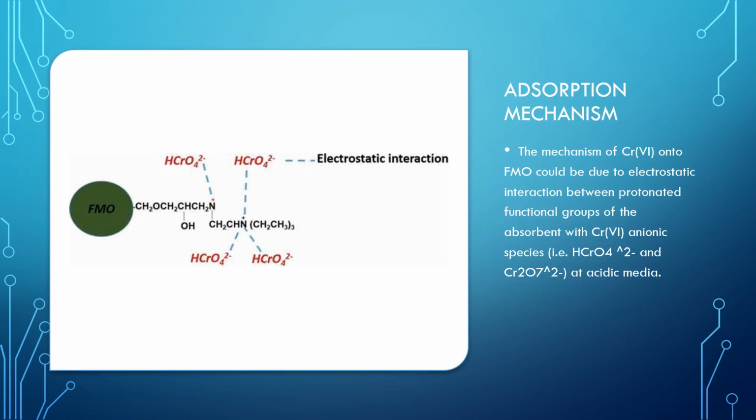Adsorption mechanism. The chromium-6 adsorption mechanism onto FMO was evaluated based on adsorption results and characterization analysis as summarized in the picture. The pH of the solution is the most important factor which tends to influence chromium-6 speciation and the ionic state of the active functional groups of the adsorbent. At pH between 2 and 6, chromium-6 exists as HCrO4- and Cr2O7 2- in aqueous solution. These anionic chromium-6 species are adsorbed by protonated functional groups of the adsorbent.